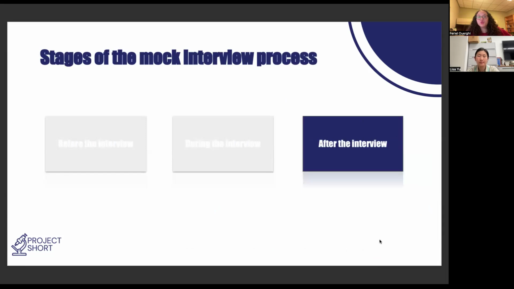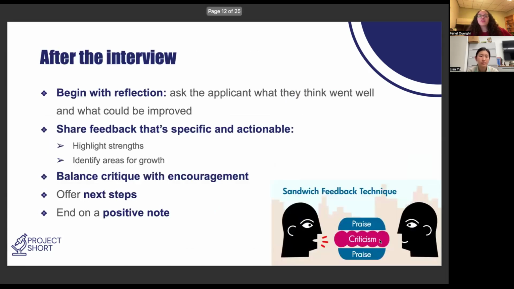So once you are done with the interview portion, there are certain things that you also want to follow up on. The first thing I would do is to begin with reflection. What I mean by that is that you want to ask the applicant what they think went well and what could be improved. This really nudges them to reflect on what they've done and to be more mindful.